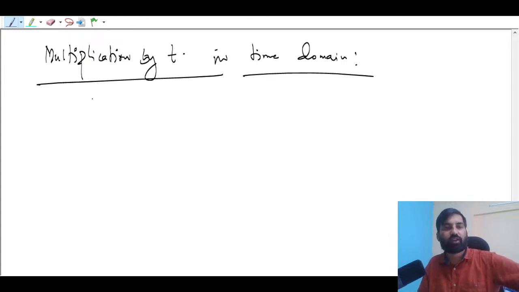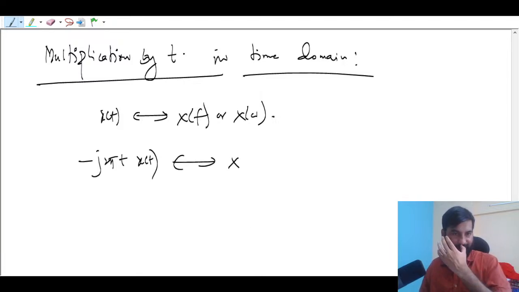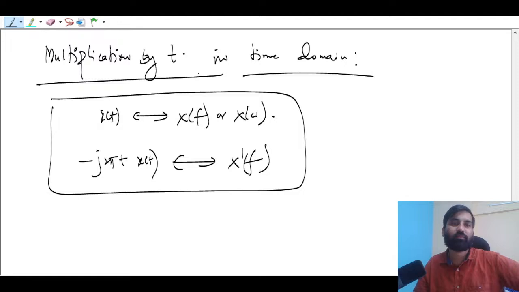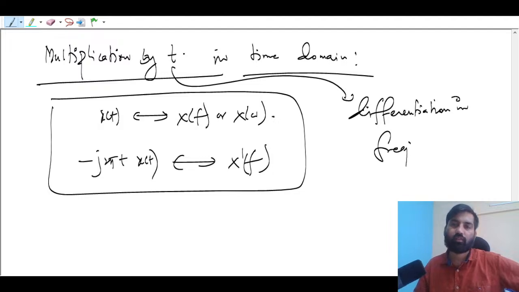Remember this: suppose you have x(t), which has the Fourier transform X(f) or X(omega). Suppose you multiply by minus j 2 pi t x(t); it has the Fourier transform given by differentiation in the frequency domain. This is nothing but multiplication by t in the time domain corresponding to differentiation in the frequency domain. This is the frequency domain differentiation property.